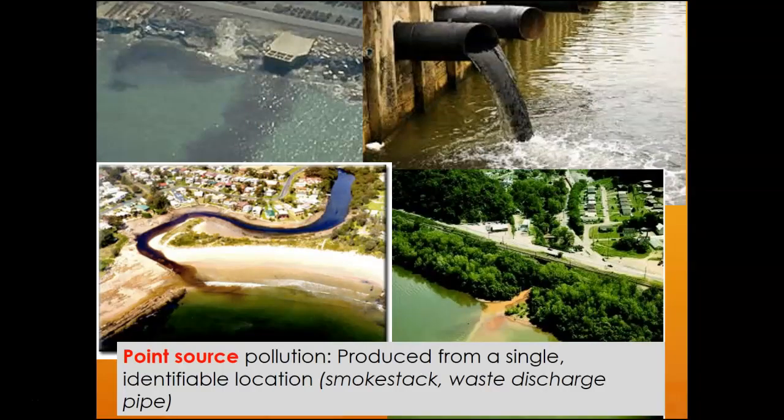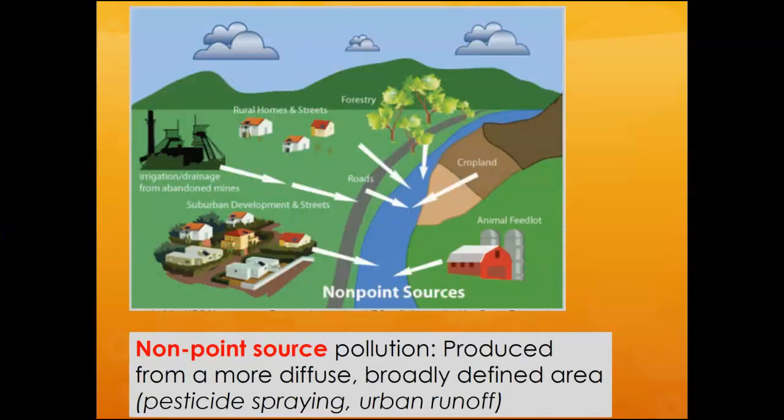And so these are the two main points from this topic. One is that point source pollution is produced from a single identifiable location, like a smokestack or a waste discharge pipe. So you can see exactly where the pollution is coming from. That's called point source.